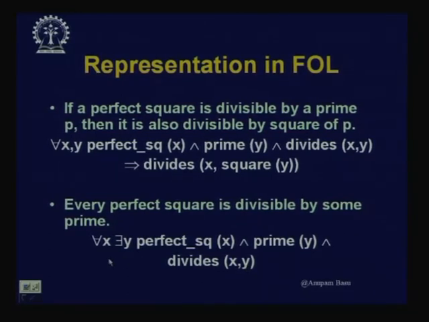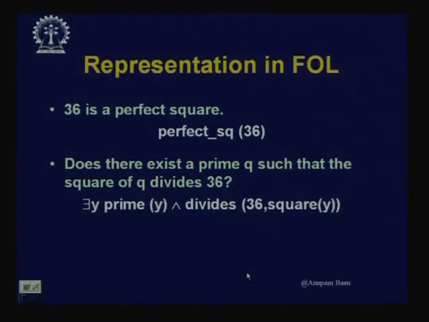So, please note carefully that x has been universally quantified. Why? Because I am talking for every perfect square, and y has been quantified with existential quantifier. Why? Because I have just said that there is some prime which divides it, not that all prime numbers will divide it. So, there exists y, which is y is a prime number as stated here, and divides x y, all right. So, these are two sentences. What was the next sentence? 36 is a perfect square. That is a very simple one. So, I can write down perfect square 36.